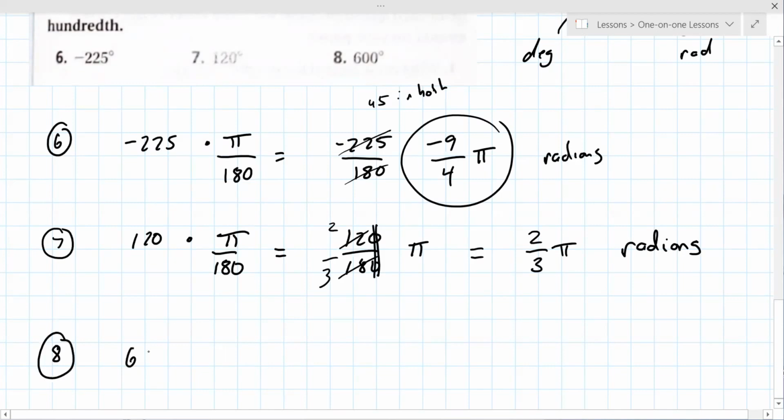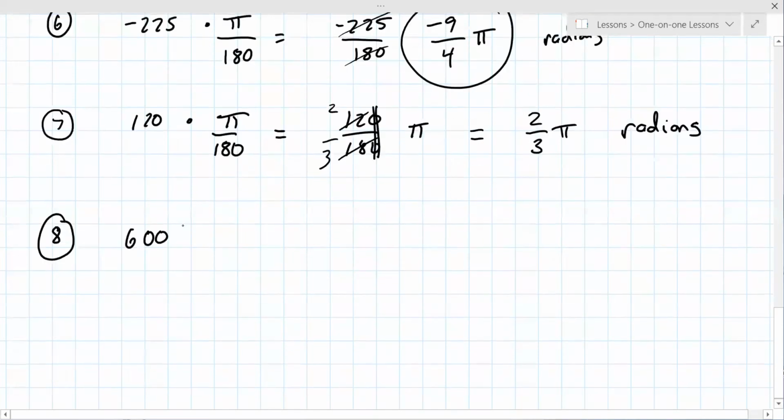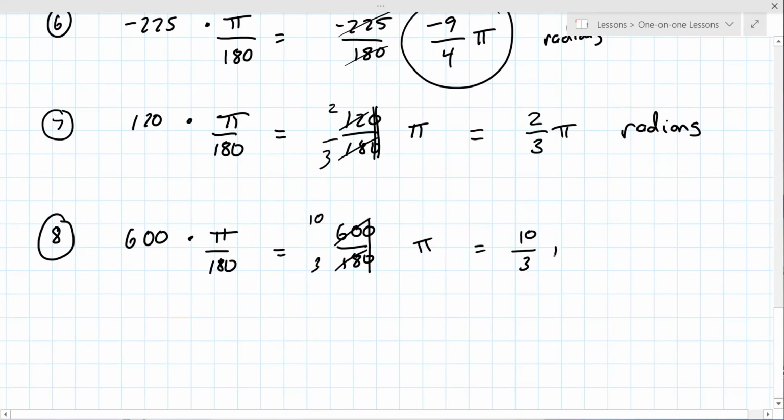Number 8 is 600 degrees. So you multiply by pi over 180. 600 divided by 180. Really, we're just testing, can you reduce fractions? So the zeros cancel. 6 goes into both of these, 10 and 3, so it equals 10/3 pi. Got it.